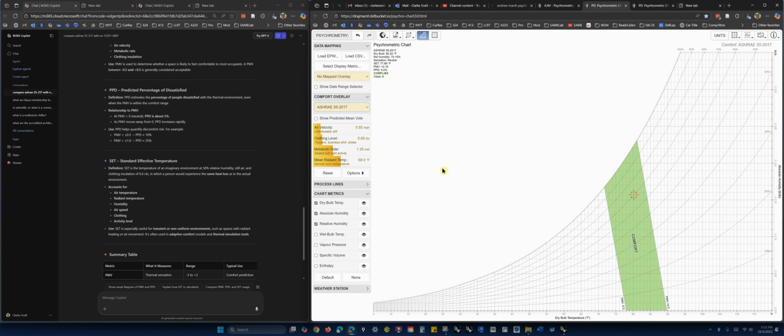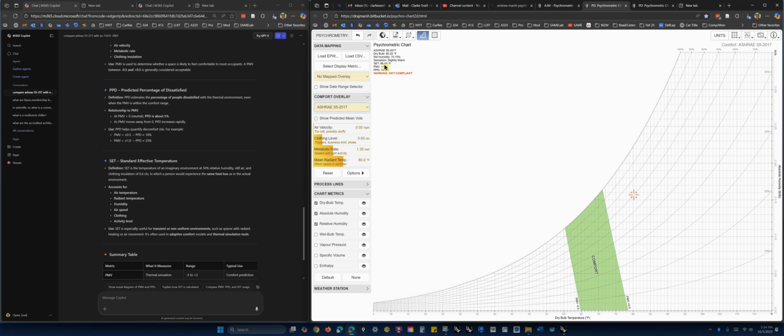So why is that? The best way to understand it is let's bring the air velocity down to nothing. Let's bring the clothing level to 0.6, because that's what it says. Let's make our mean radiant temperature the same as our dry bulb temperature. So I'm going to bring it up to 80. It's hard to get it exact. And finally, the metabolic rate, we'll just play around with until we get there.